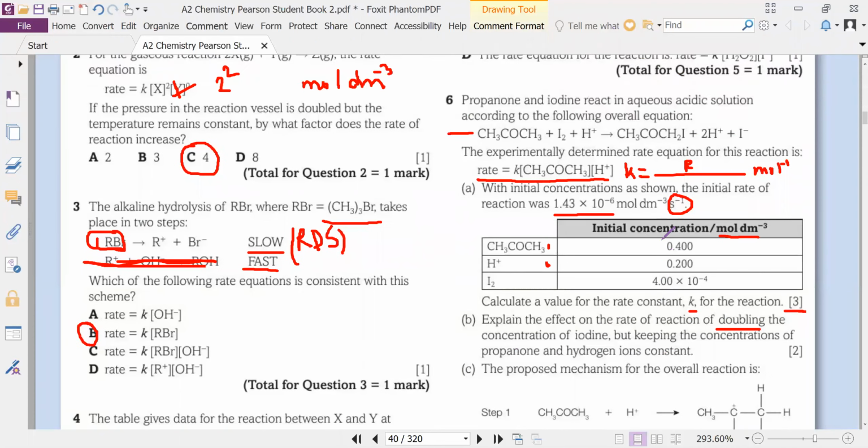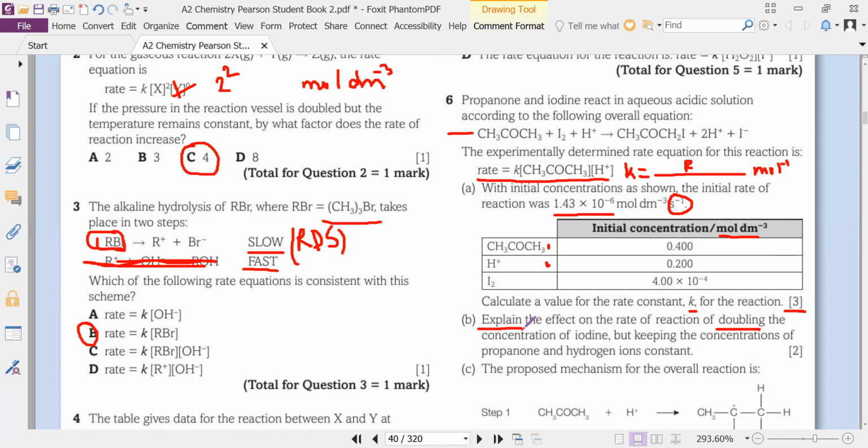If the iodine concentration is doubled, what will happen? The others are constant. Explain. No effect. No effect, 1 mark. Because it is not in the rate equation. No effect.